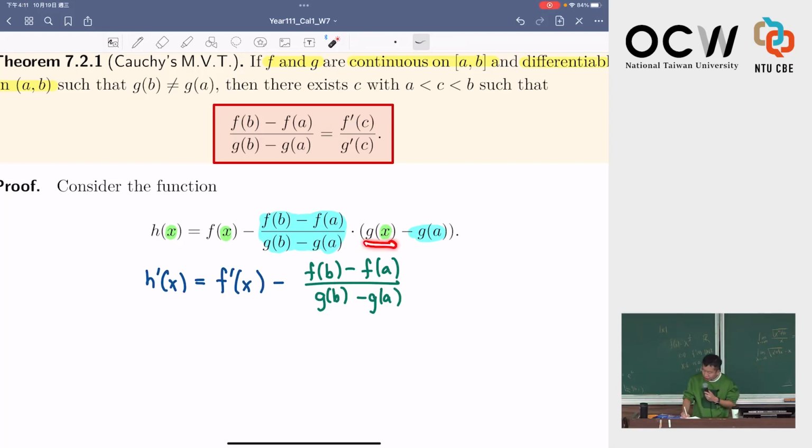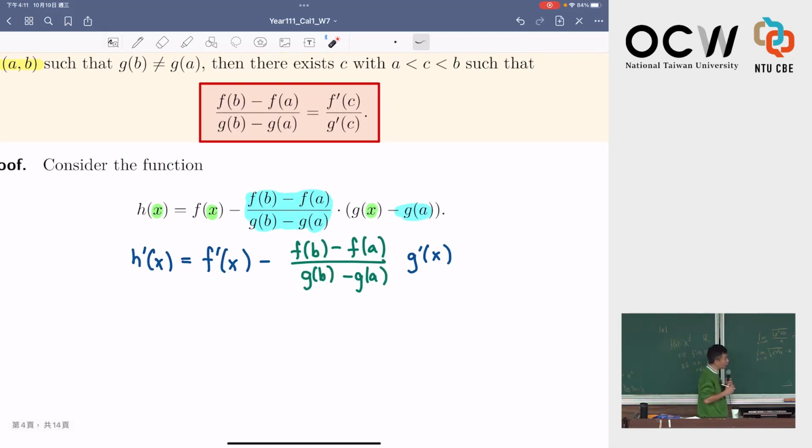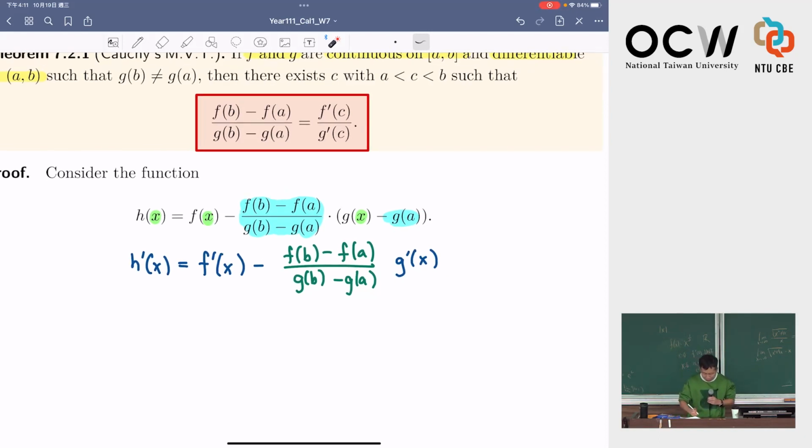And then g of x, when you differentiate, you get g prime x. G of a, when you differentiate, it dies, okay? It dies because it's just a number. So don't be scared of this horrible expression because most of them are just numbers. The only thing you need to differentiate is anything with an x there. But I still haven't motivated why Cauchy came up with this function.